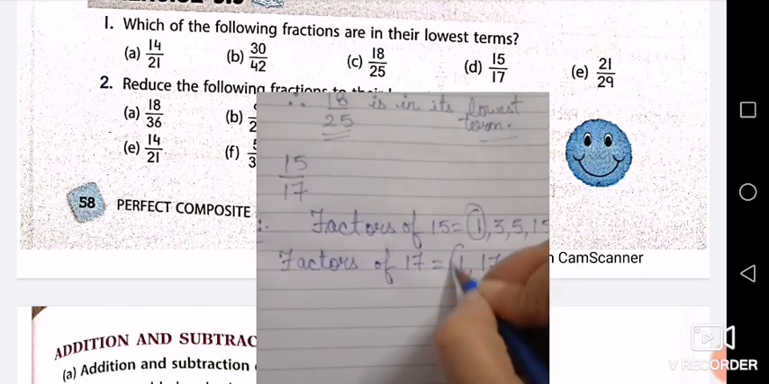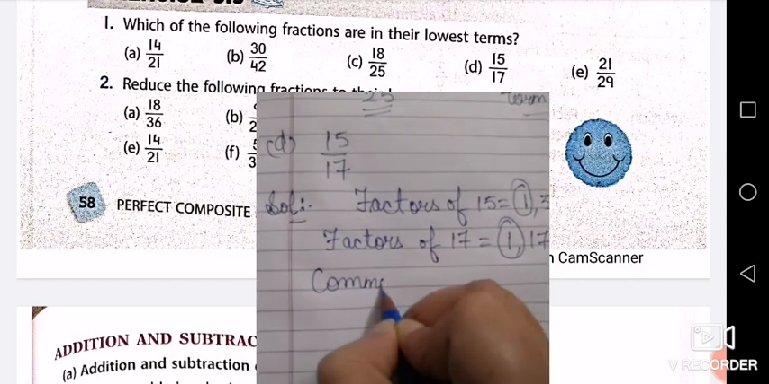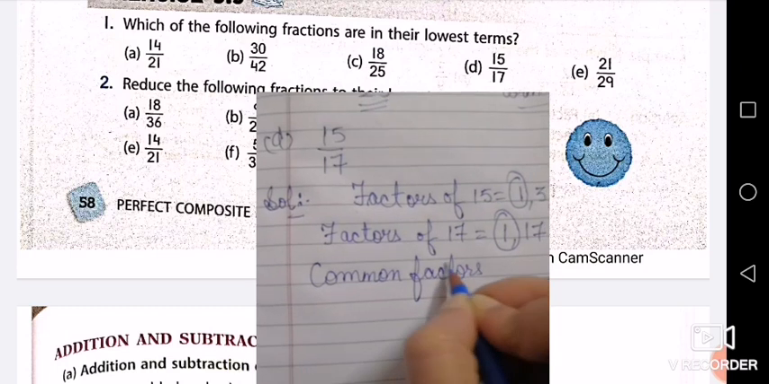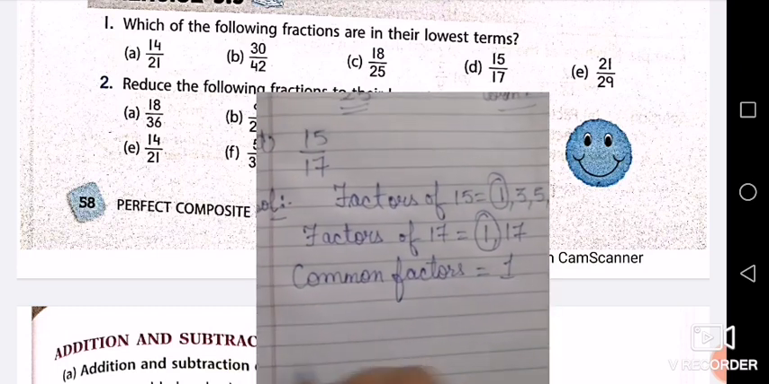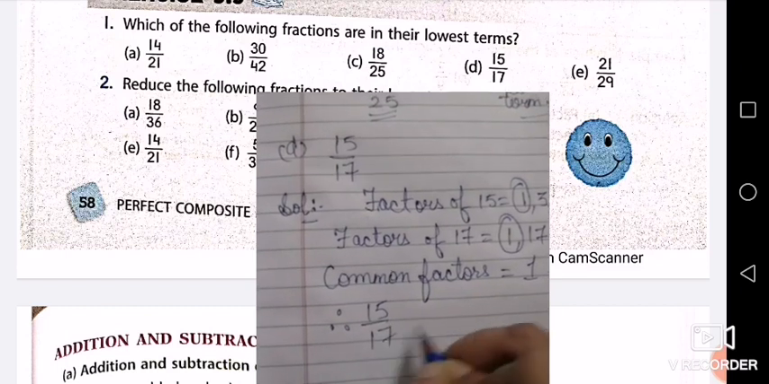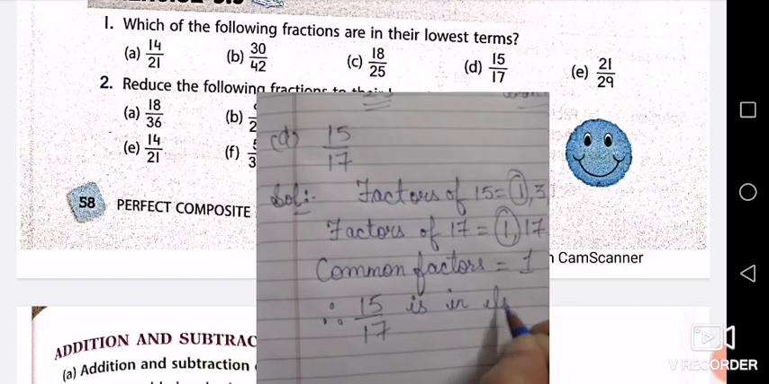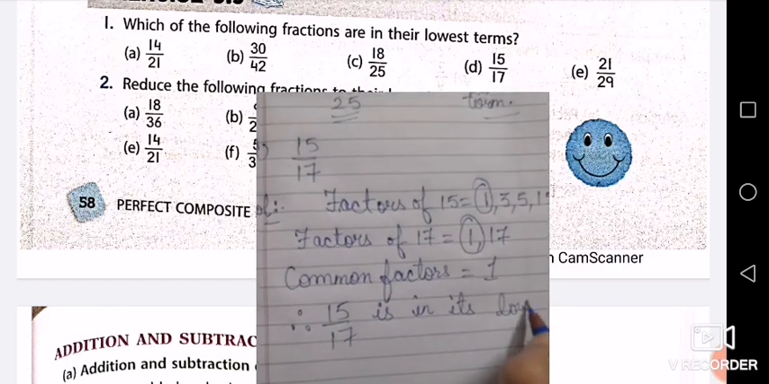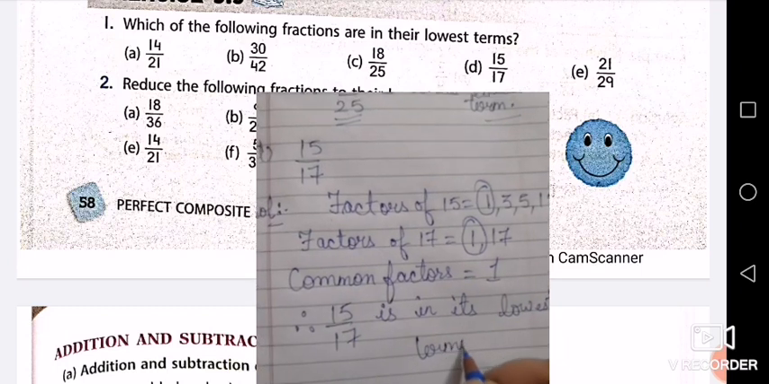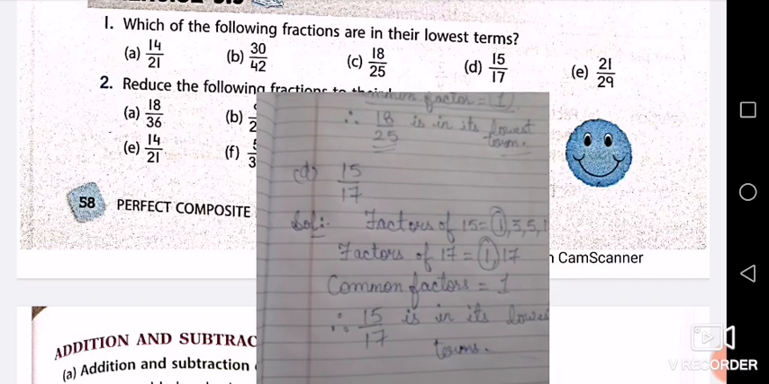Now what are the common factors here? The common factor is 1. Therefore 15 by 17 is in its lowest terms. I hope this question and these steps are clear to you all.